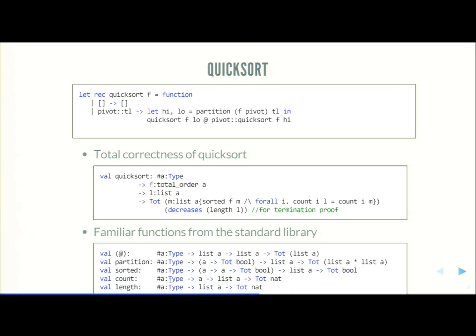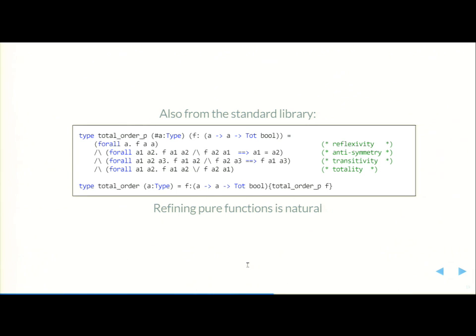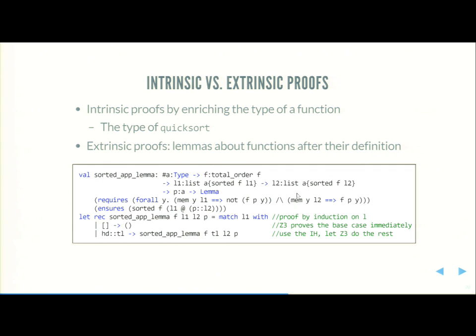I haven't changed the definition or the types of anything in the list libraries. Append has just got its normal type. Partition has got its normal type, and so on, except decorated with tots in various places. And even total order is not really built in. You can write refinements of functions. Some prior systems forbid this, but here you can have a function f, and I can add a refinement on it saying that it's a total order. That's fine. But now notice that I just took the standard library as it was with its normal ML types in some sense, and I now want to prove this stuff about quicksort.